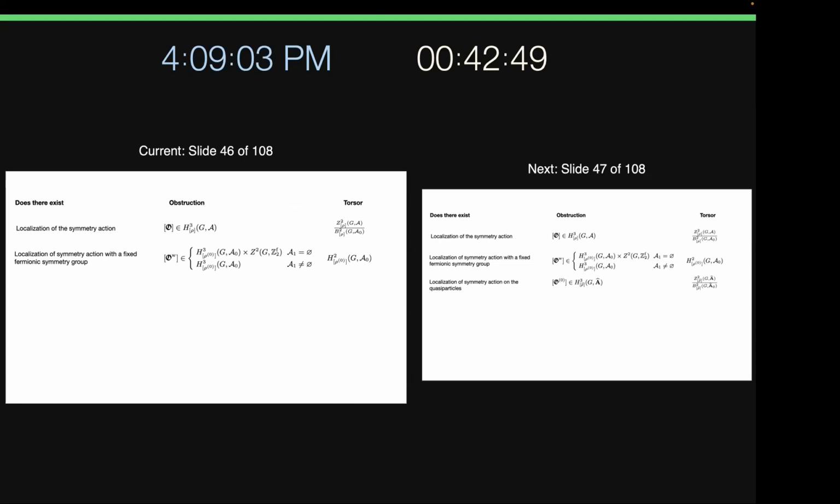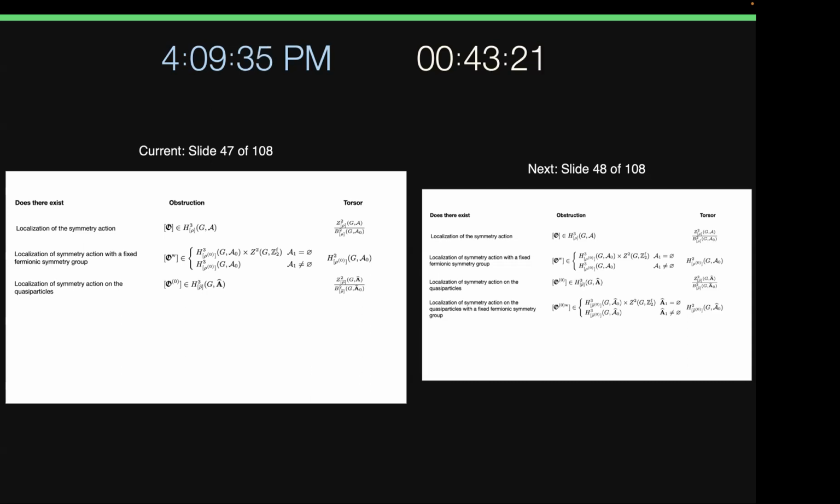Okay, so then you can ask, does there exist a localization of the symmetry action that respects the fermionic symmetry group? We call that O_W. There's a formula in our paper for it, and it's valued in those two groups, depending on whether you have abelian vortices or not. Okay, and its torsor lives in the abelian quasiparticles.